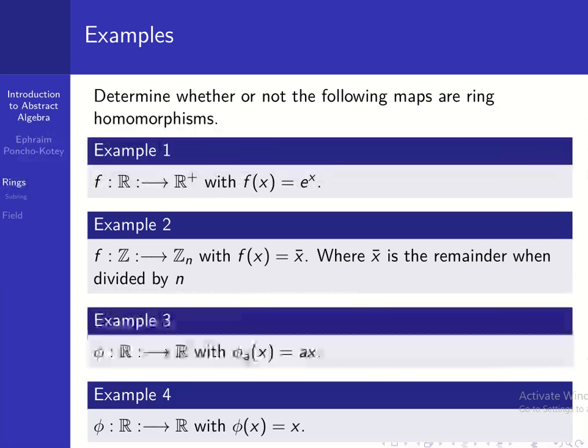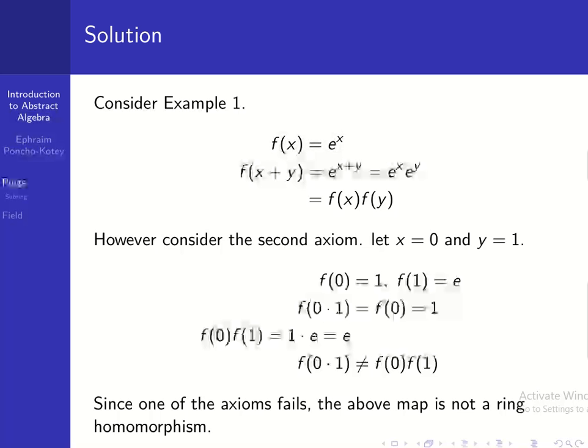Now we have f of x equal to e to the power x. We realize that the first axiom is satisfied because f of x plus y is the same as e to the x times e to the y. So the first axiom is satisfied. However, let's consider the second axiom. Let's take x to be 0 and y to be 1. We have that f of 0 is 1 and f of 1 is e.